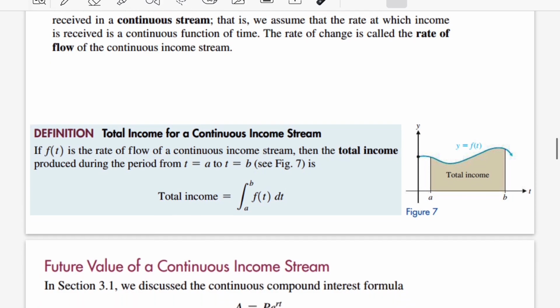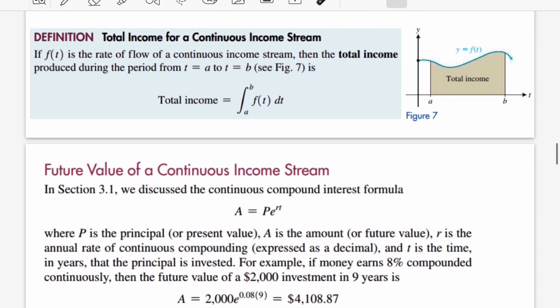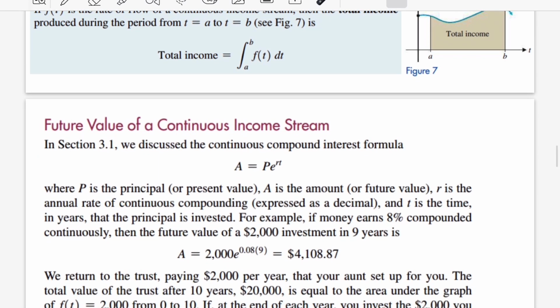Now, if we wanted to find the future value of a continuous income stream, we have to think about it in the following way. So recall from section 3.1, we discussed the continuous compound interest formula here. P is going to be our principal or present value. A is going to be the amount that we want to find, or our future value. R is the annual rate of our continuous compounding, and this is always going to be expressed as a decimal. And then T is given by time here in years.